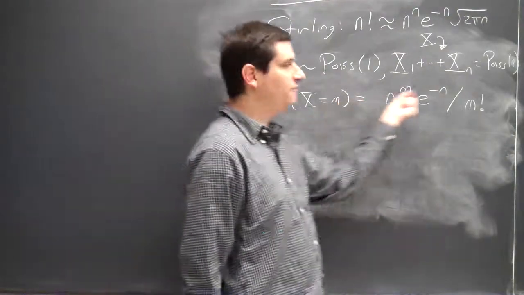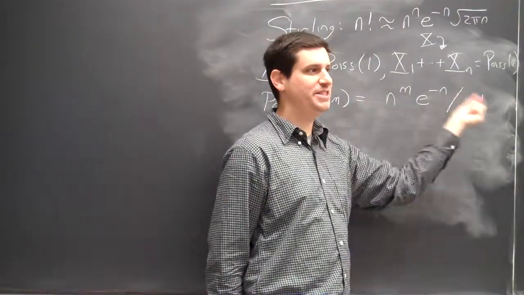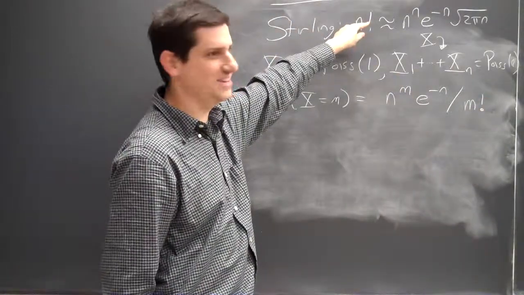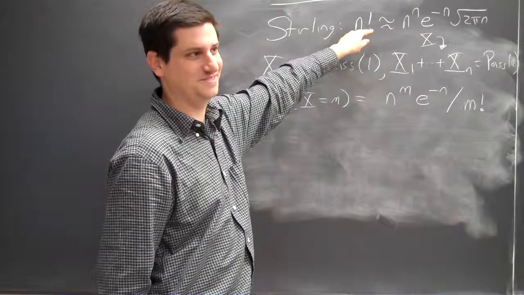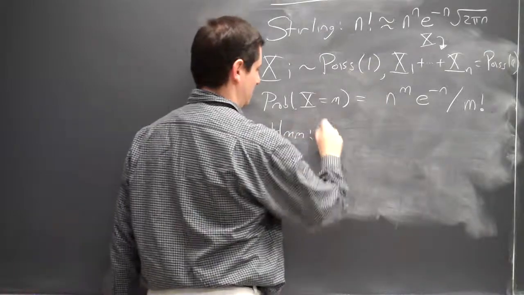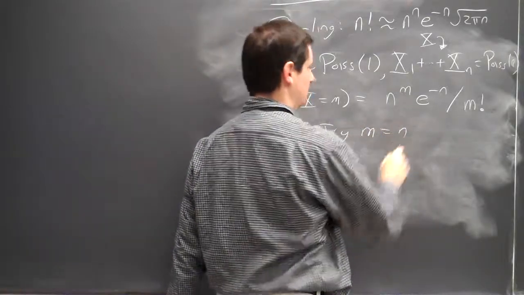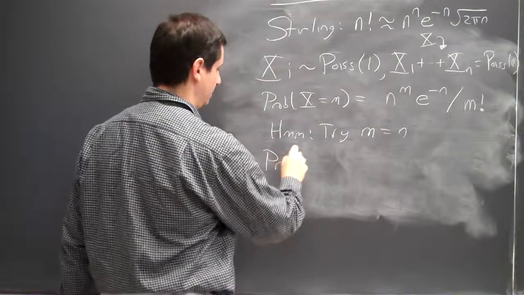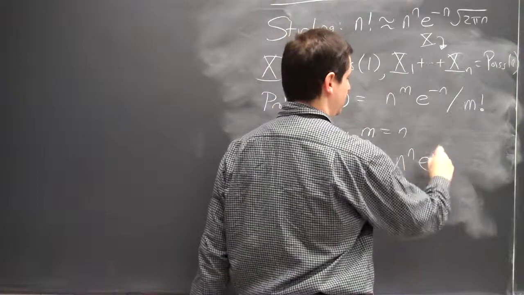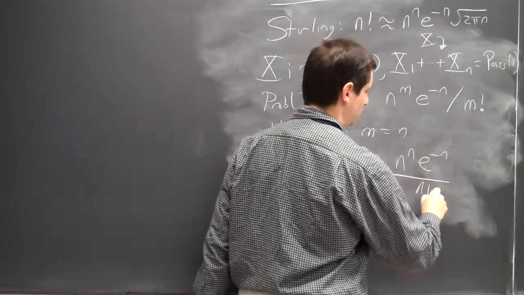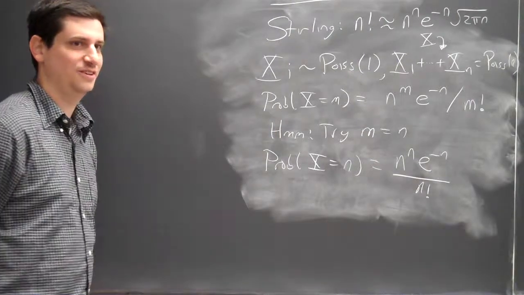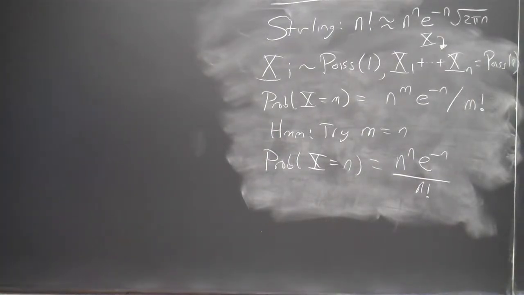This is true for all values of m. Is there a particularly useful value of m to take to make this look a lot like what we want? n, right? Try m equals n. And so now we get the probability that X equals n is n to the n, e to the minus n, divided by n factorial. That's exactly what we're going for. Okay, so all we have to do now is use the central limit theorem.